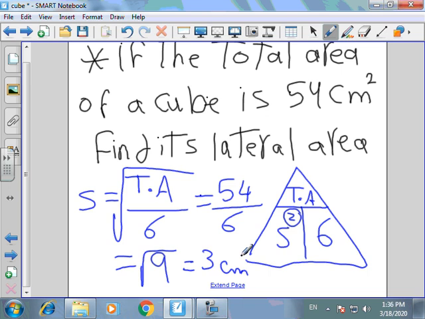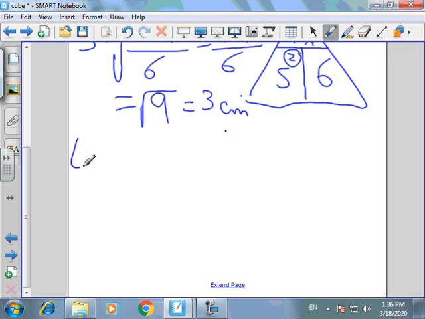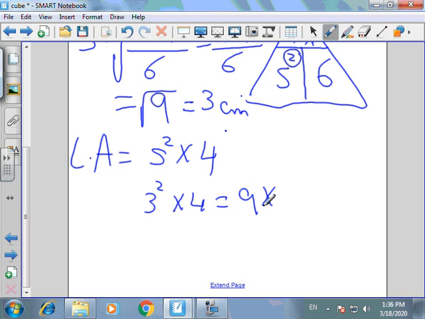Can we get the lateral area? Of course we can. The lateral area equals side squared times 4. We have the side now, equals 3 squared times 4, which equals 9 times 4, equals 36 centimeters squared.